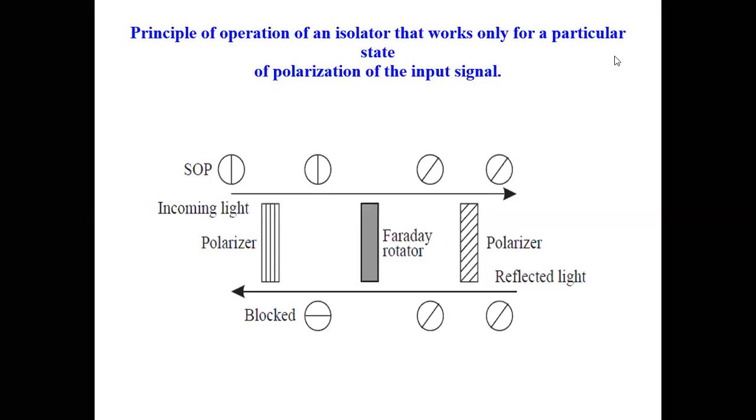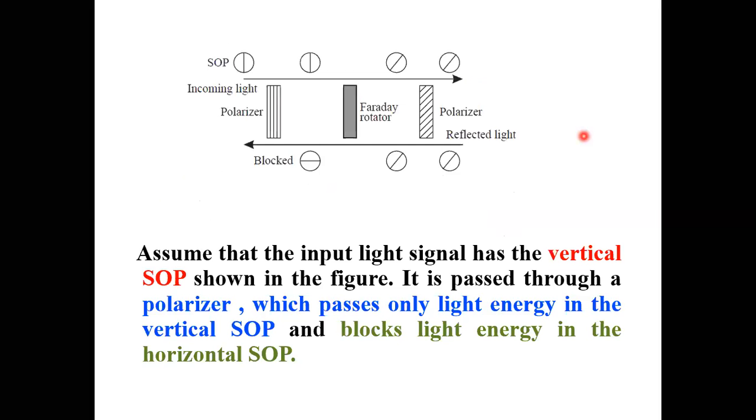Whatever sentences I have said, the explanation, the diagram remains the same. Just read it. It is there in my slide. So I just want you to read that explanation. So assume the input light signal has vertical SOP shown in the figure. It is passed through a polarizer which passes only light energy in the vertical SOP, and blocks light energy in the horizontal SOP. That is what is explained about this particular polarizer.